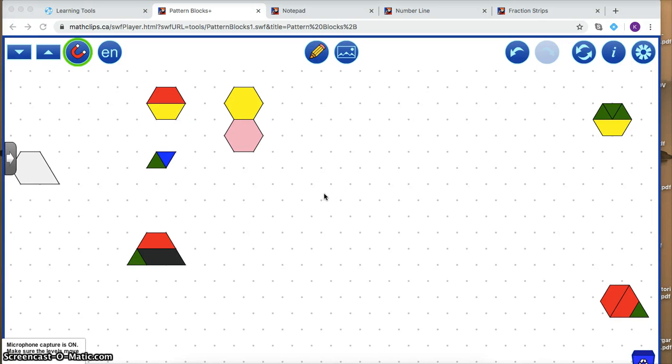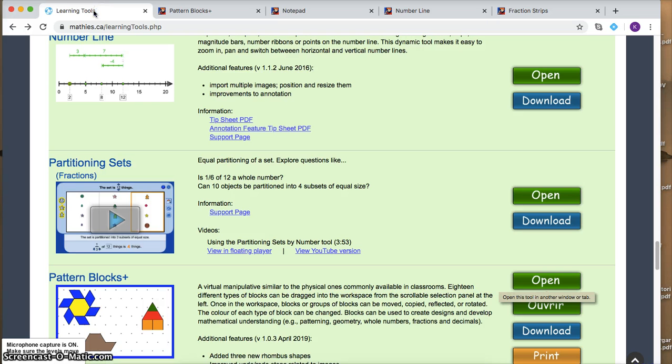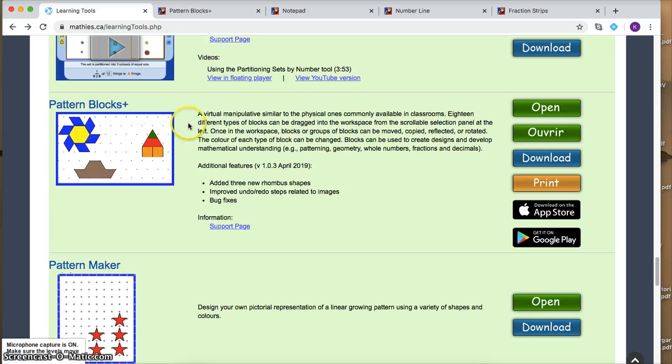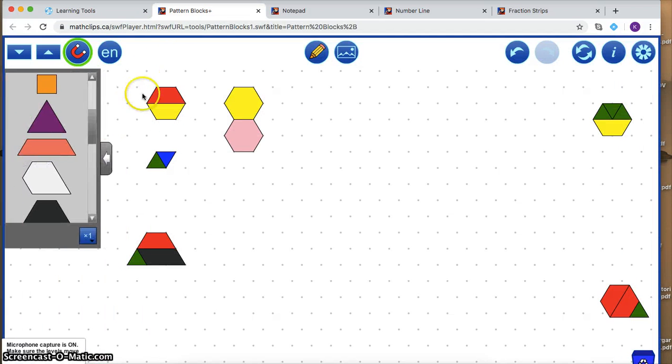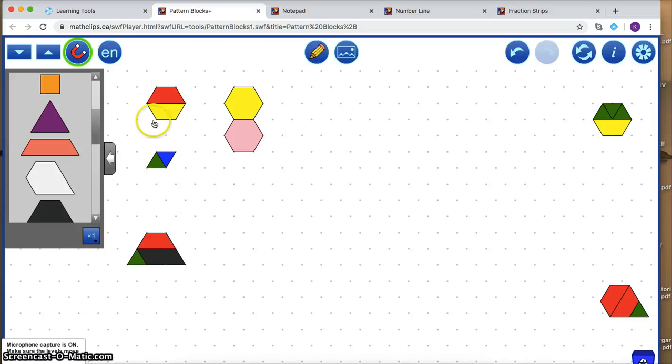Creating fractions and looking for equivalent fractions. So again, the tools I'm using are Mathies. This time I'm using the pattern blocks. So the first part of the task asks you to represent either a half or a third.